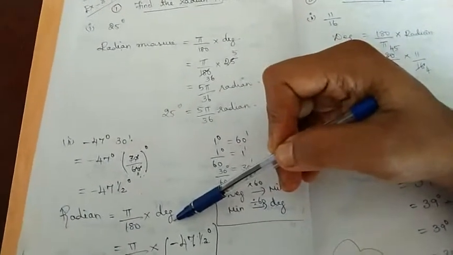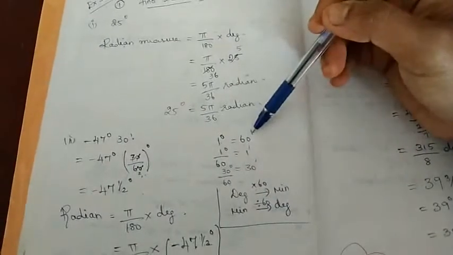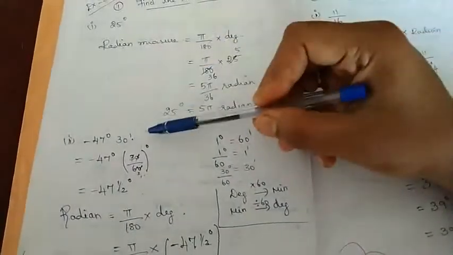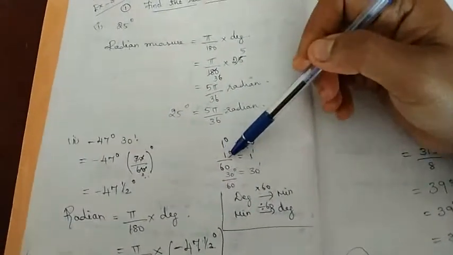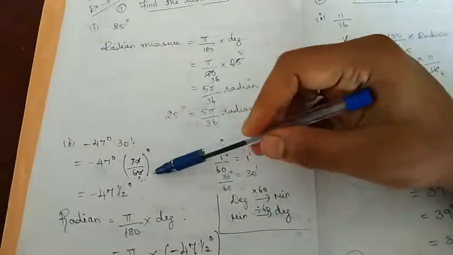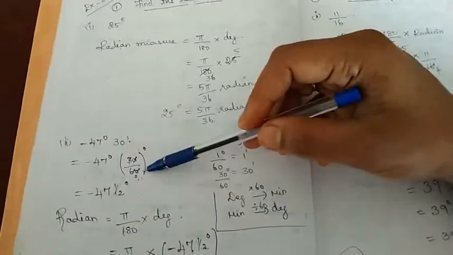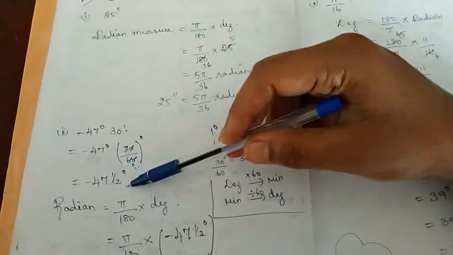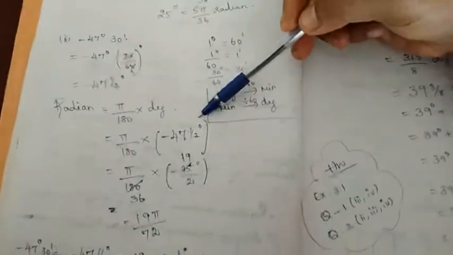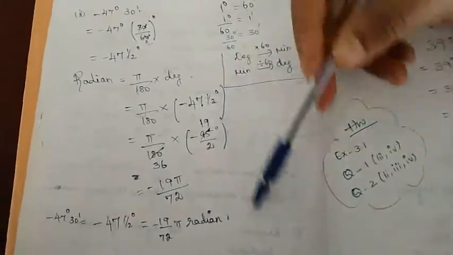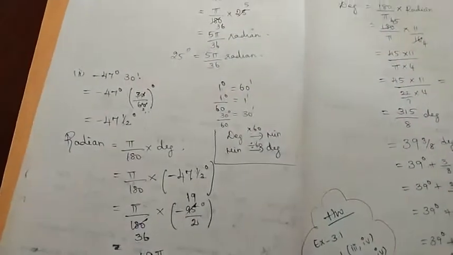How will we convert it into degree? We know 1 degree is 60 minutes, so 1 minute is equal to 1 by 60 degree. So you have to divide by 60: 30 divided by 60 degree, which is half. So 47 and a half degree. Like this you have to proceed, right?